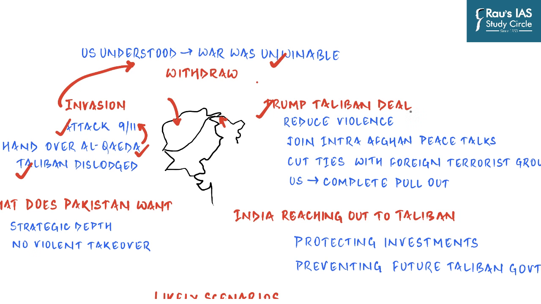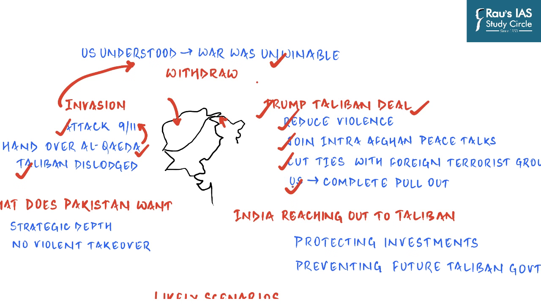And ultimately a deal was signed where the United States of America promised to completely pull out from Afghanistan with all its machinery and troops. In return, the Taliban committed itself on 4 fronts: reduction of violence, that they would join the intra-Afghan peace talks which would involve the current government of Afghanistan as well, and in future they would cut ties with all foreign terrorist groups.